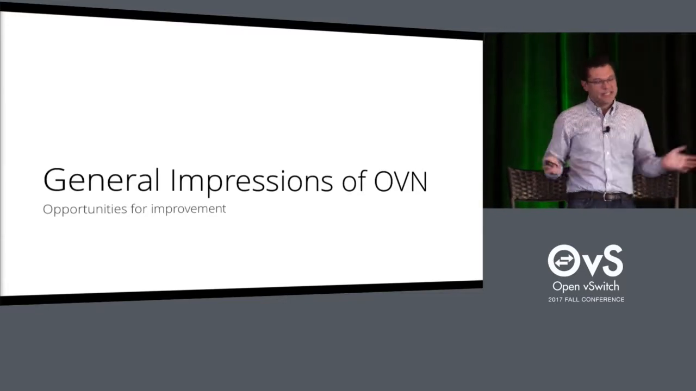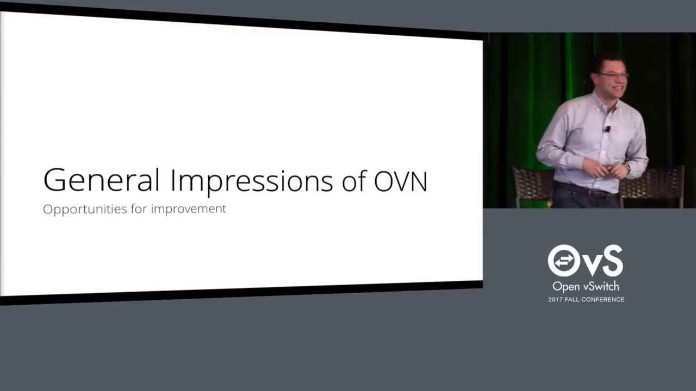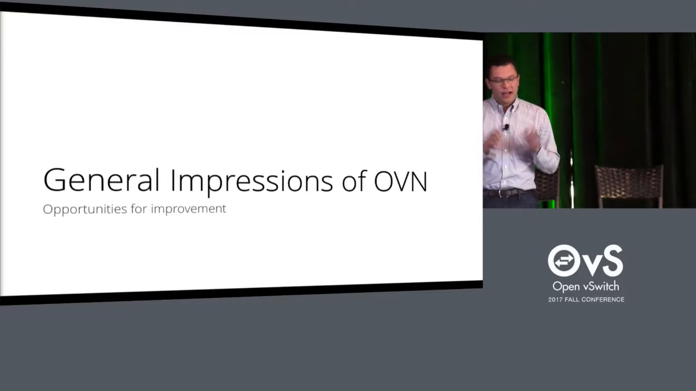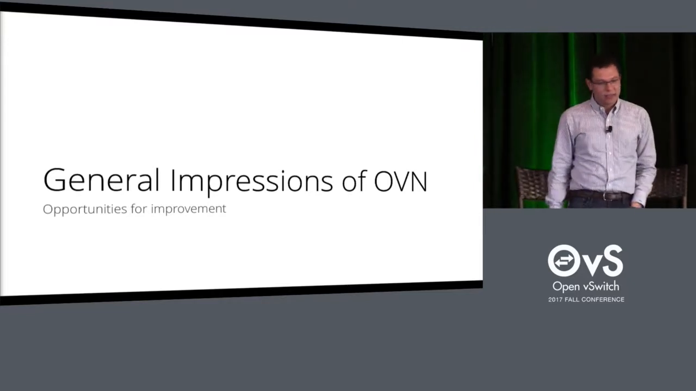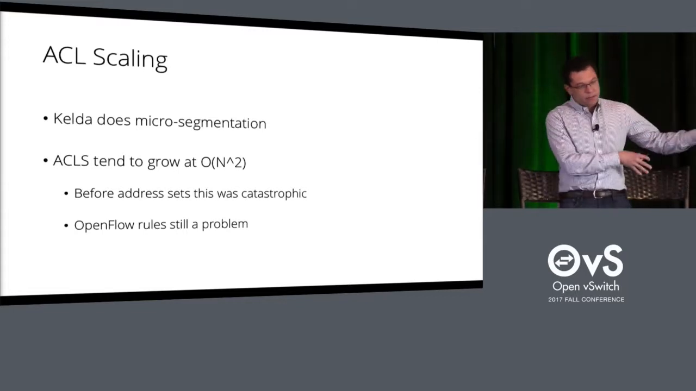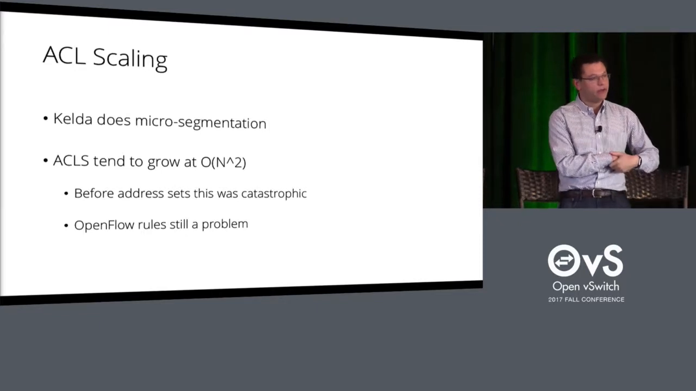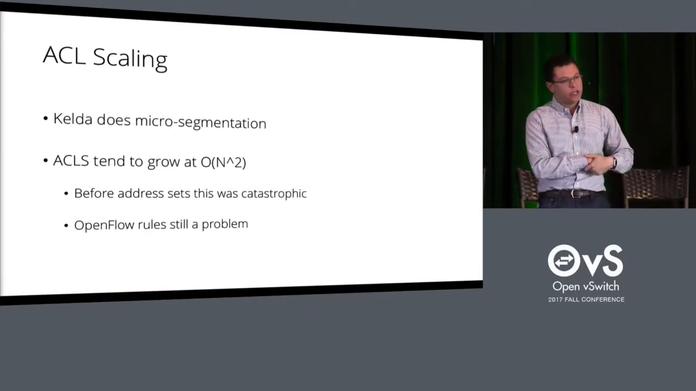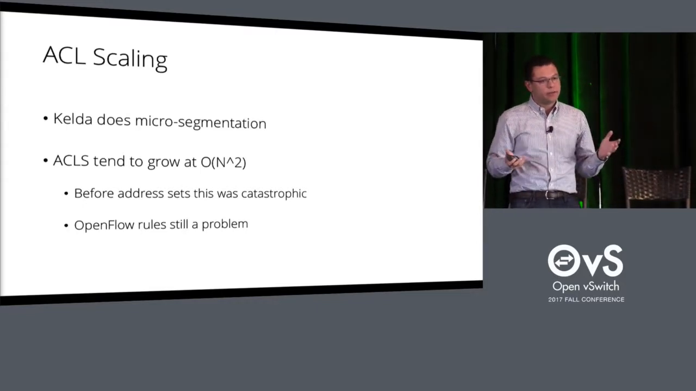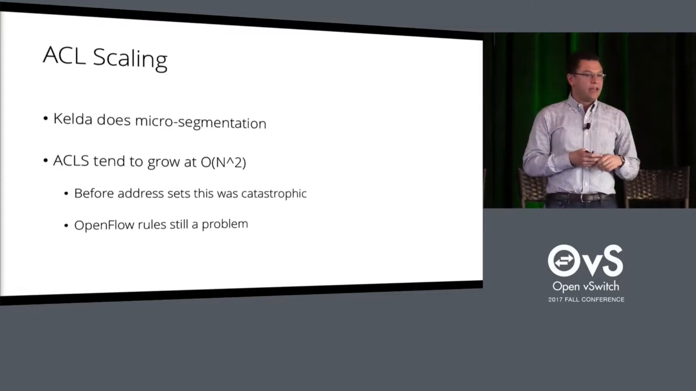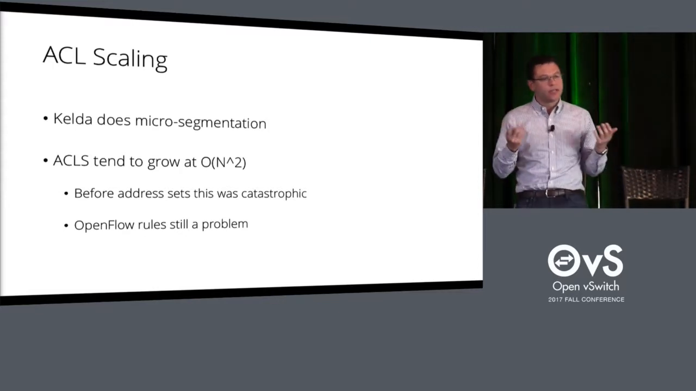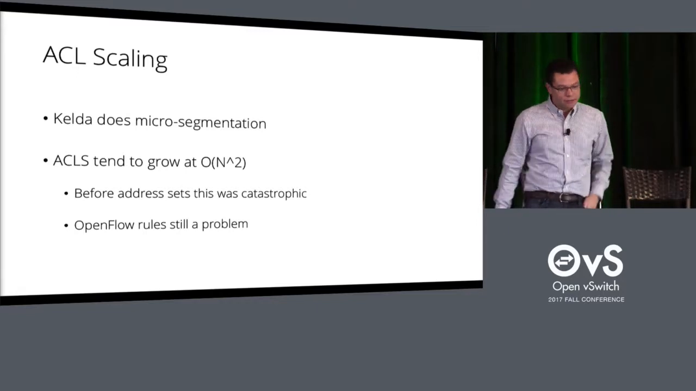Oven's a new project, so there's always things that can be improved. So take these slides in the spirit of encouragement. But a couple of things that we've noticed about the project that I think could be better. So one is ACL scaling. In the days before address sets were added to Oven, ACLs were a huge, huge, huge problem for us. So if you think about a collection of containers, if you're doing microsegmentation, you have n-squared pairs of containers.